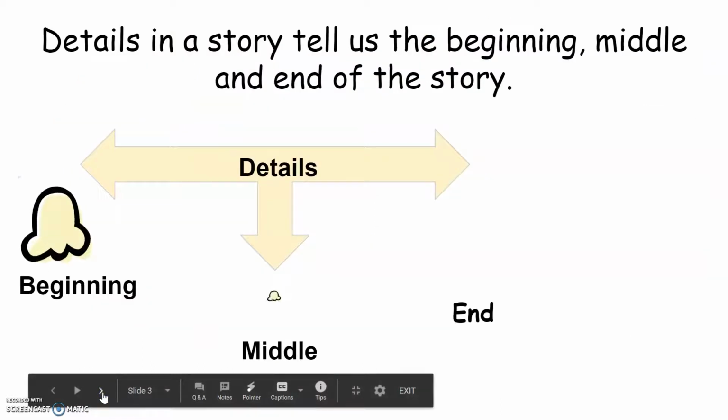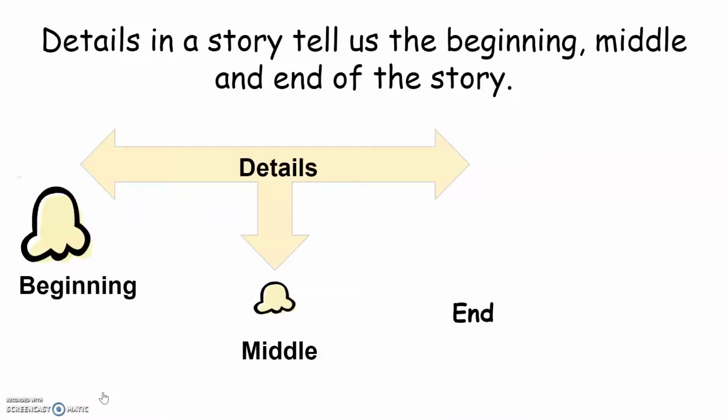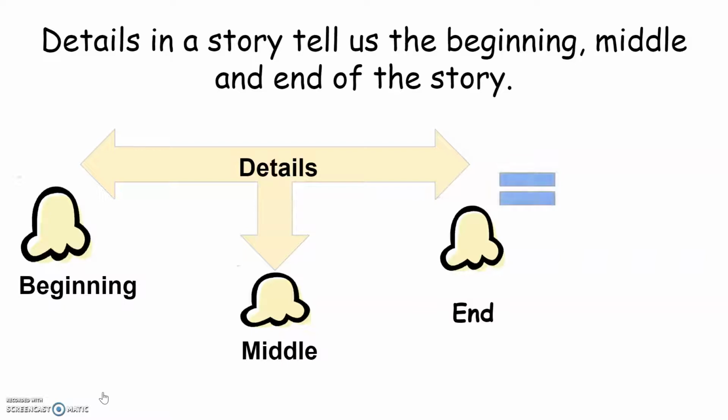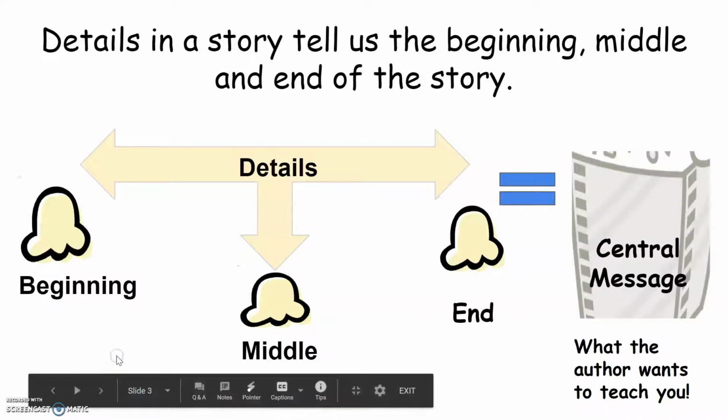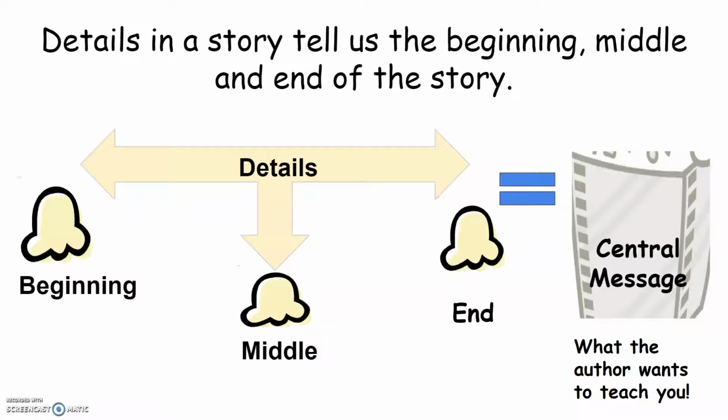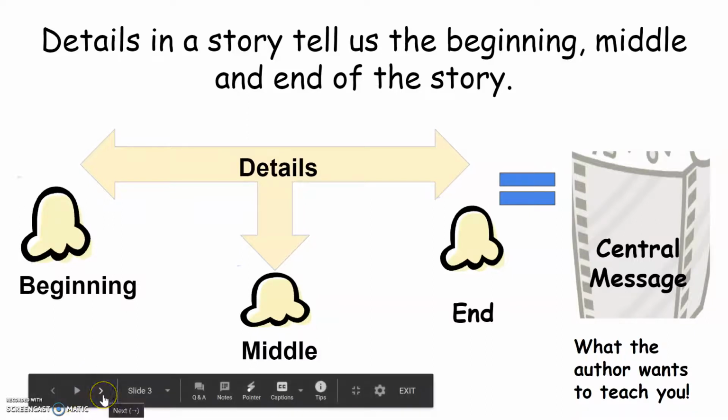Details in the story tell us the beginning, middle, and end of the story. Once we have read the beginning, middle, and end of the story, we will then be able to figure out the central message. And the central message, again, is what the author wants to teach you.